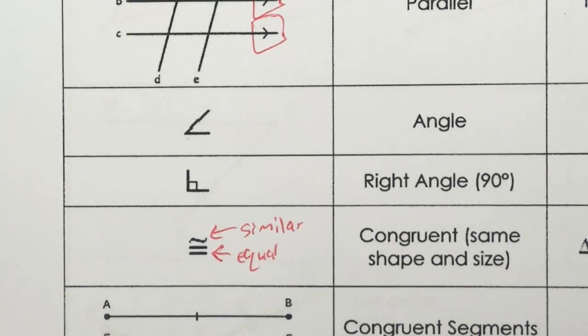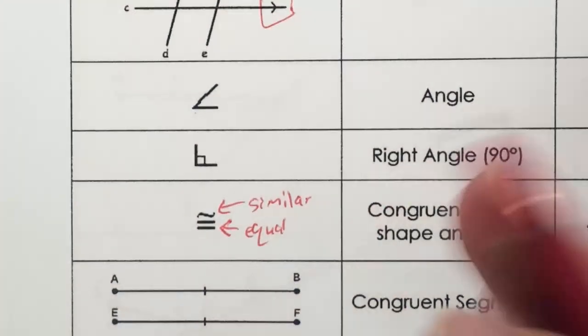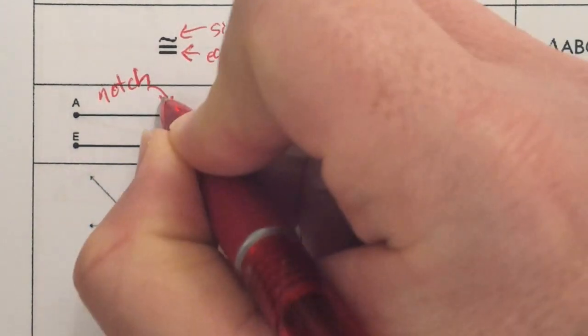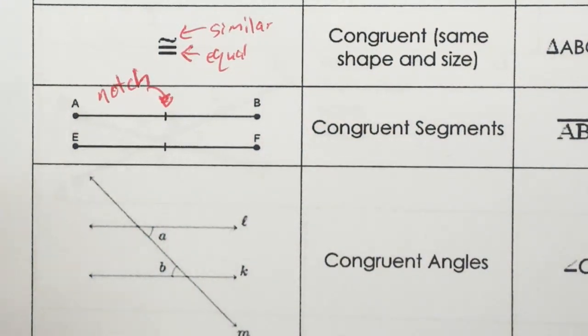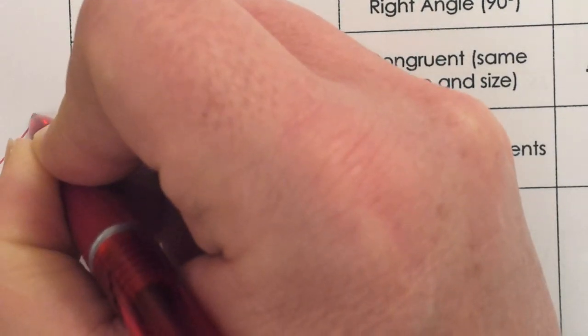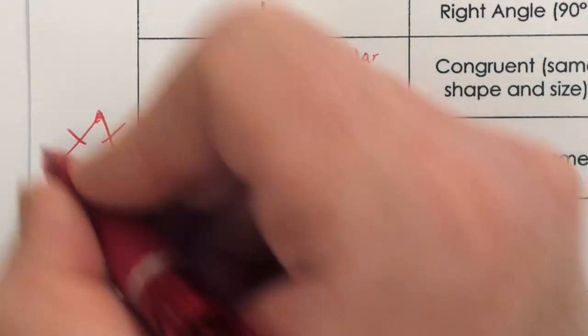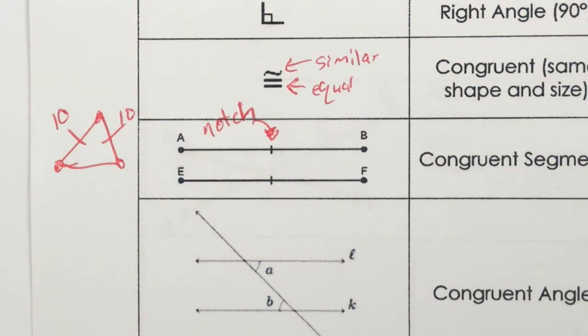Okay, congruent segments. So this right here, you see this notch. This is a notch. That's what we call that little thing. So that notch means that this entire distance is equal to this entire distance. That's what that means. So if I had this triangle right here, and I said that these two sides were equal, so if I knew that this was 10, this would automatically also be 10, for instance.